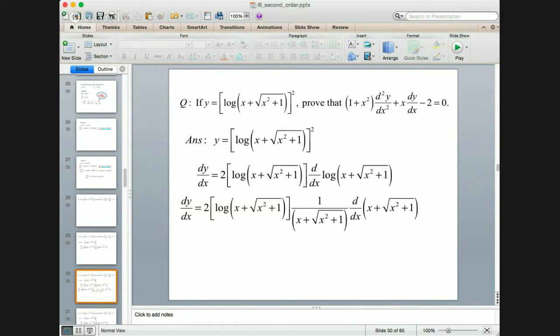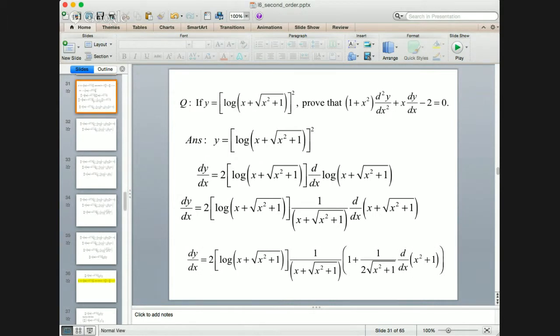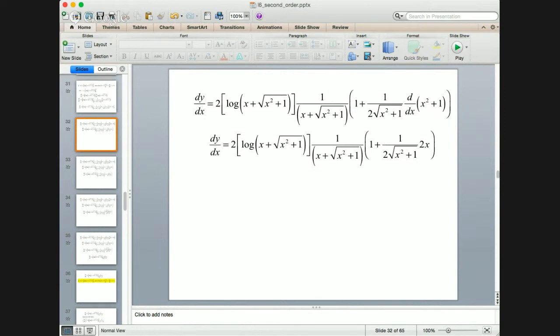So if you keep track of the chain that's been following, now I have to find the derivative of x plus under root of x square plus 1. And what's the derivative of x plus root of x square plus 1? I will have that again by just taking the derivative of the sum of the two functions. So that's 1 plus 1 by 2 root of x square plus 1, and then the derivative of x square plus 1 again, which turns out to be nothing but 2x.